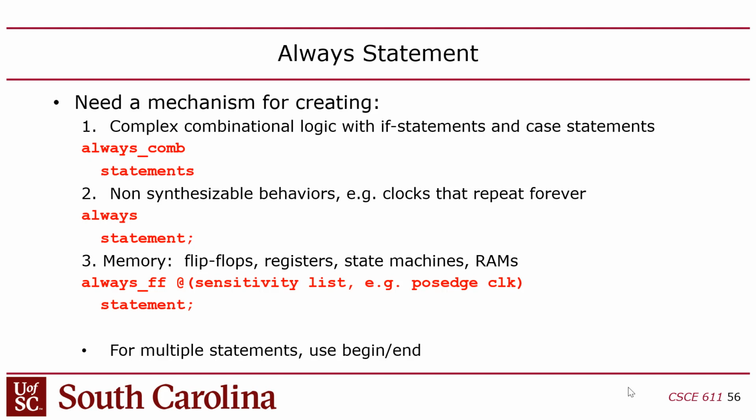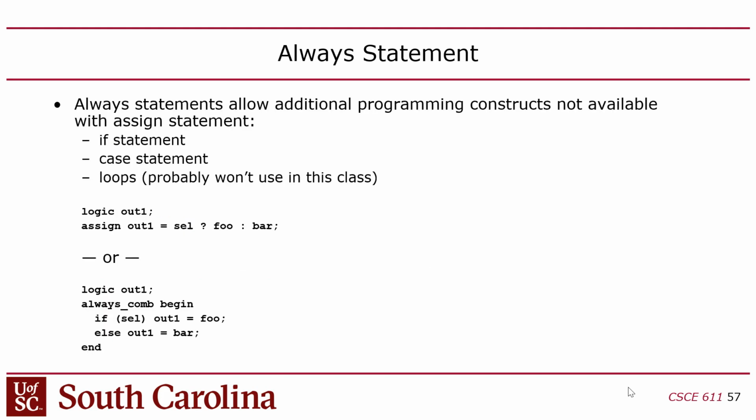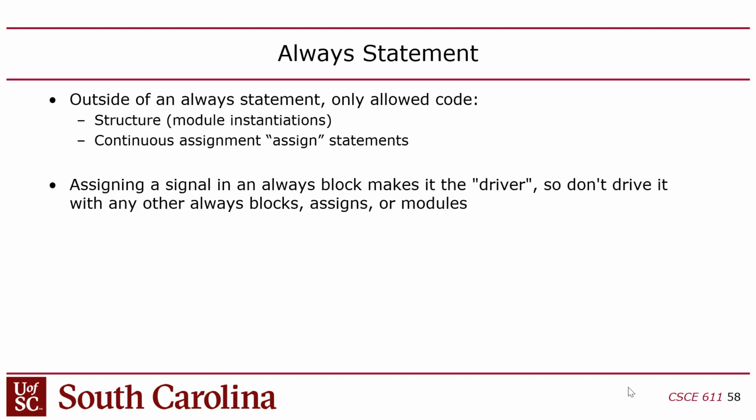So what's the difference? Here's an example over here. This is a mux. I have an assign version of it, and I have an always version of it. And notice I use an equal sign here, just equals. Equals here, equals there. Simple.